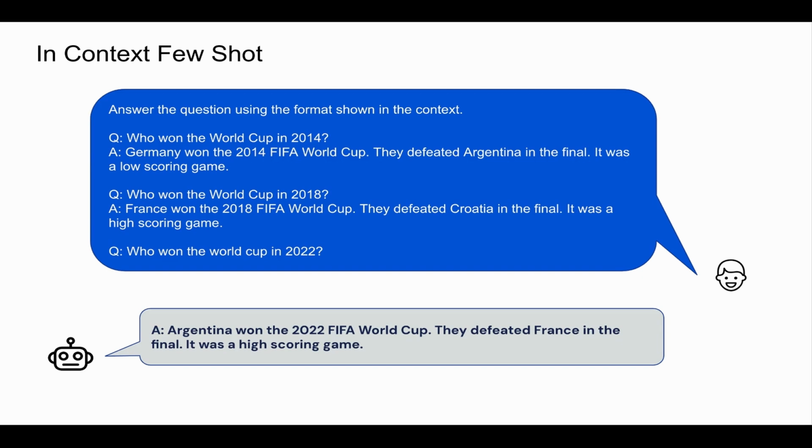The reason it's called few-shot is because I provided two examples in the prompt. If I don't provide any examples and just give the AI a format, then it's called in-context zero-shot.